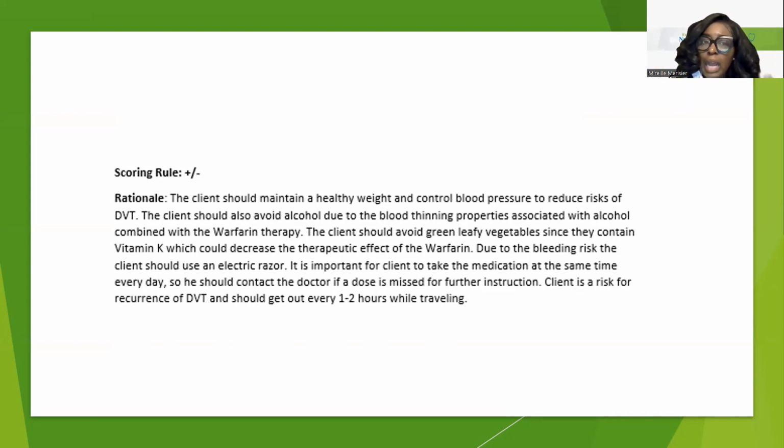They should also avoid alcohol due to the blood thinning properties associated with alcohol that's combined with warfarin therapy. The client should avoid green leafy vegetables. They contain vitamin K, and that could decrease the therapeutic effect of the warfarin. Due to the bleeding risk, the client should use an electric razor. Again, it's always important that they take their medication at the same time every day. And if they miss it, they need to call their doctor.